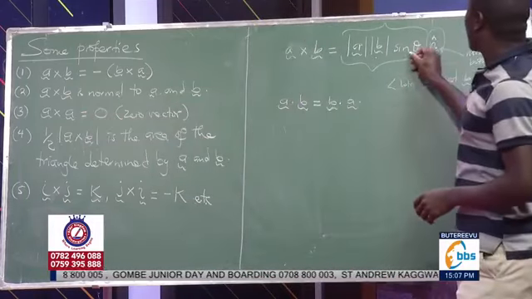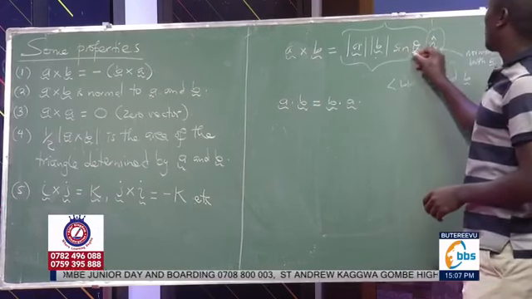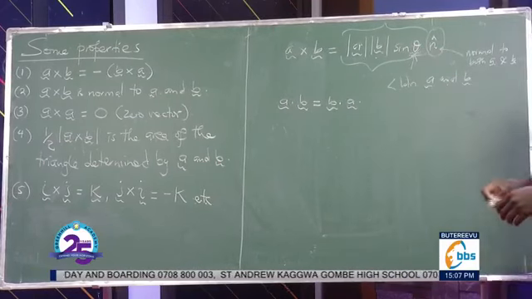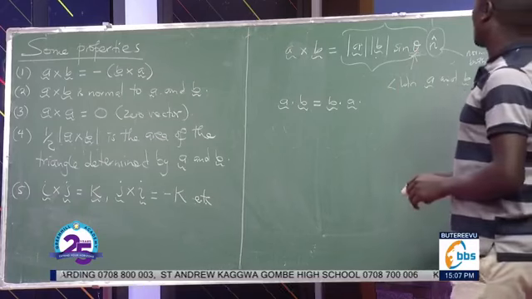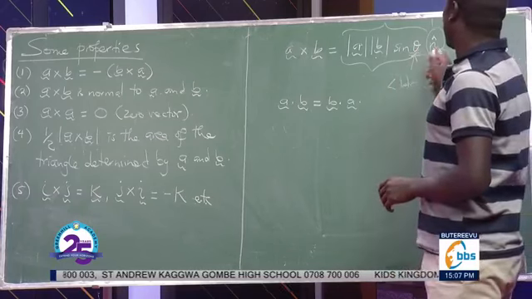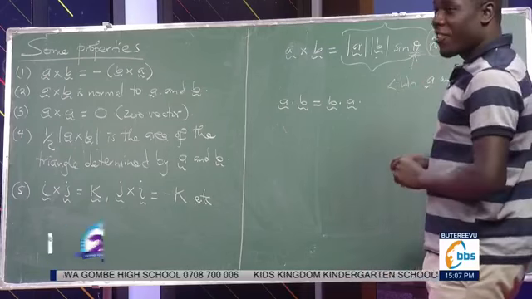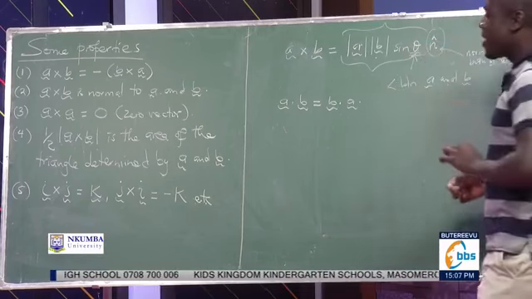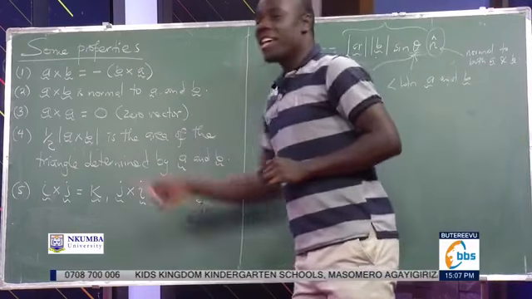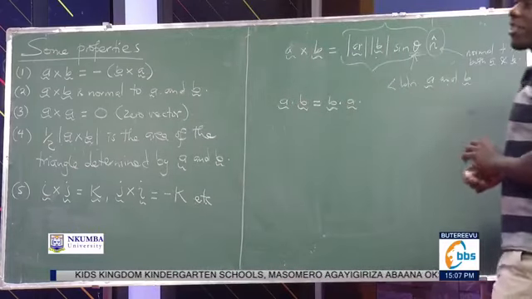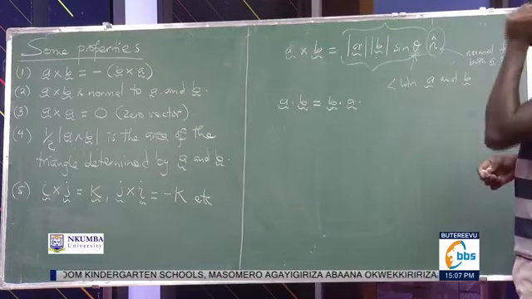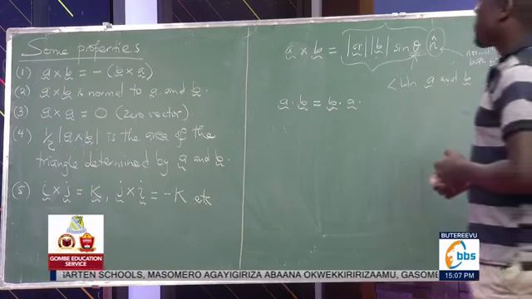Then we have A cross A is 0. That is obvious because the angle between A and A is 0, so the sine of 0 is 0, and 0 times this vector gives the 0 vector, not the number 0, but the vector all of whose entries are zeros.